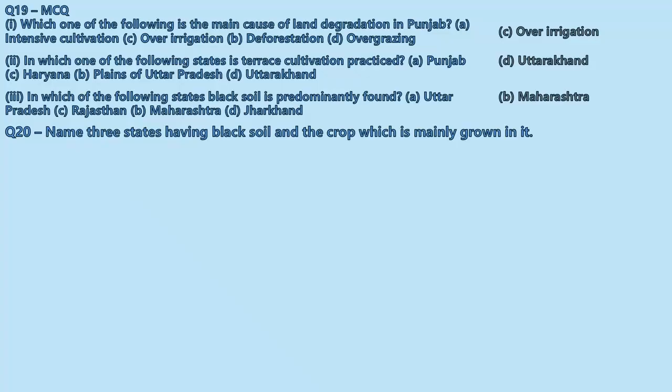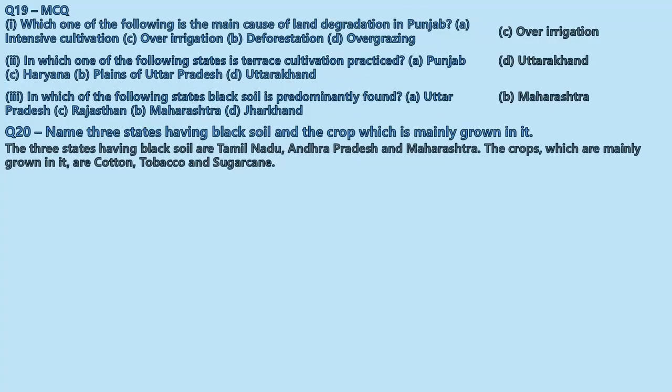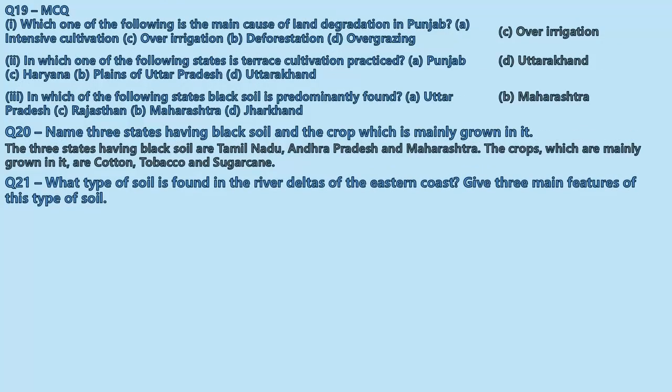Name 3 states having black soil and the crop which is mainly grown in it. 3 states having the black soil are Tamil Nadu, Andhra Pradesh, and Maharashtra, and the crops grown in it are cotton, tobacco, and sugarcane. Okay, so black soil, which is able to absorb moisture easily, helps crops like cotton, tobacco, and sugarcane grow. Okay, so all these need a lot of water and moisture to grow. So black soil is able to grow cotton, tobacco, and sugarcane.